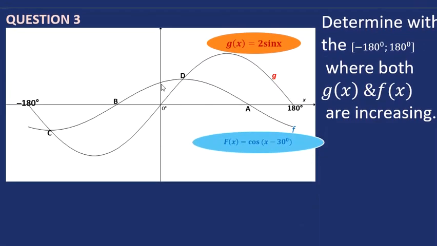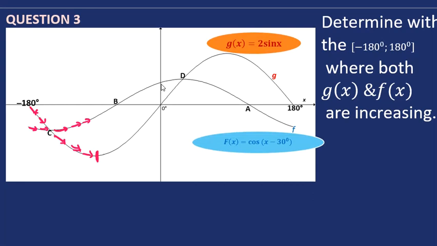Question 3, determine within that interval where both g of x and f of x are increasing. All right, so we start from the left. If we start from the left, you can see that g of x is decreasing and f of x is also going down. But when we get to C, we see now that f of x is increasing, but g of x is still going down.